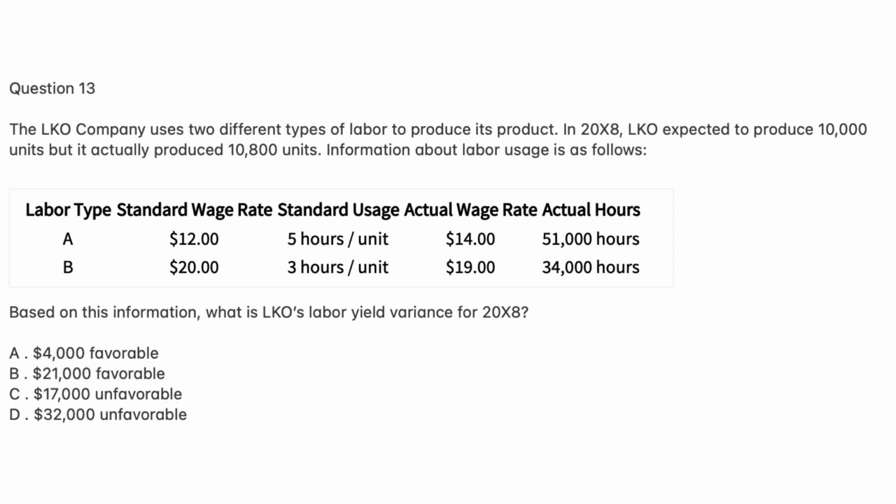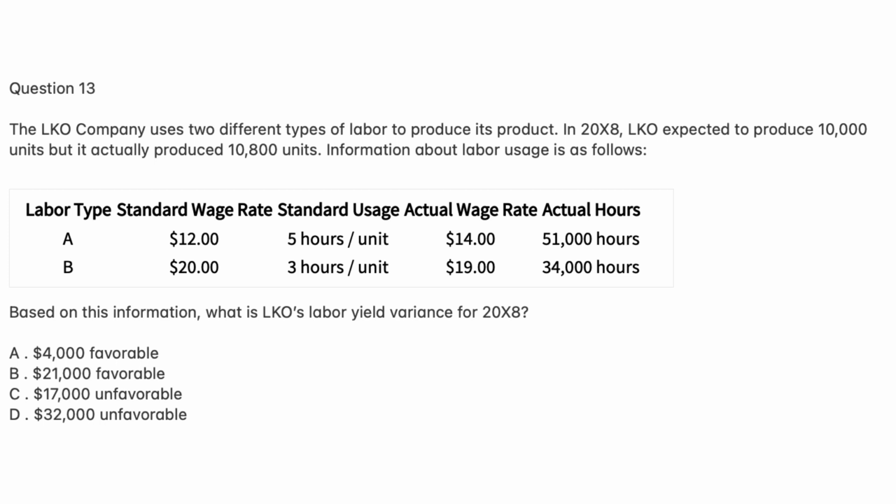Question 13. The LKO company uses two different types of labor to produce its product. In 20X8, LKO expected to produce 10,000 units, but it actually produced 10,800 units. Information about labor usage is as follows. Based on this information, what is LKO's labor yield variance for 20X8?